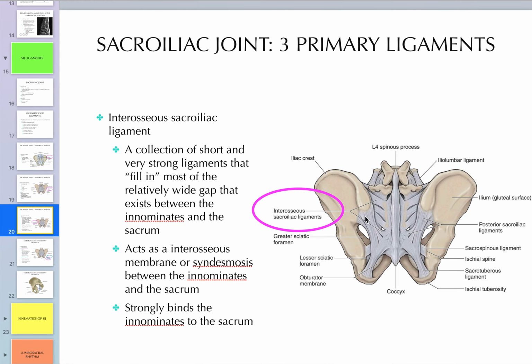Interosseous ligaments. So interosseous ligaments are little ligaments that span from here to here. You can see multiple fibers, right? So it's a collection of short and very strong ligaments that fill in most of the relatively wide gap that exists between the innominates and the sacrum. It acts as an interosseous membrane or syndesmosis between the innominates and the sacrum, and it strongly binds the innominates to the sacrum. So once again, it resists that separation of the ilium on the sacrum.